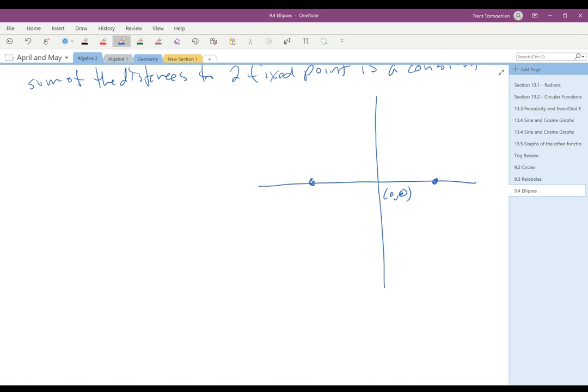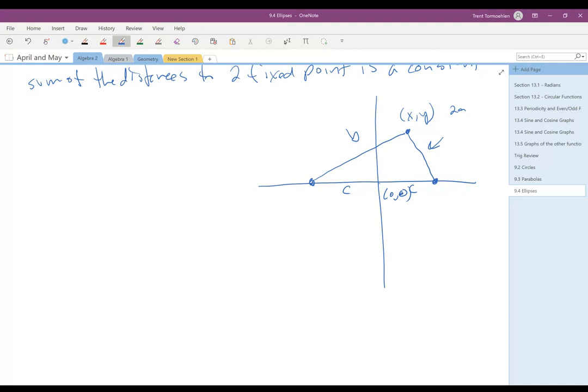We're going to use some variables. The first variable we're going to use is we're going to let the distance from the center, or 0, 0, to the focus be c. And so we're going to have these two values be c. And then the combined distance to a single point, we are going to let that combined distance be 2a. And so when we add those two distances together, this distance plus that distance, it's going to be 2a.